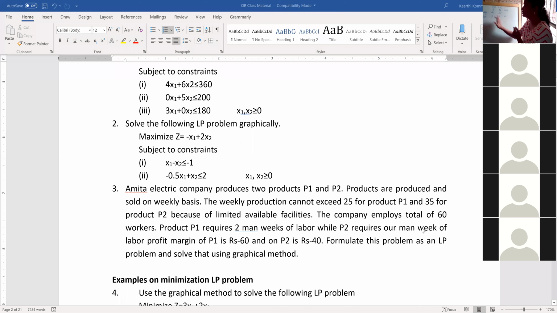I'm not considering the units right now because I need to continue. And the profit is given for P1 as 60 and P2 as 40. Okay, girls.